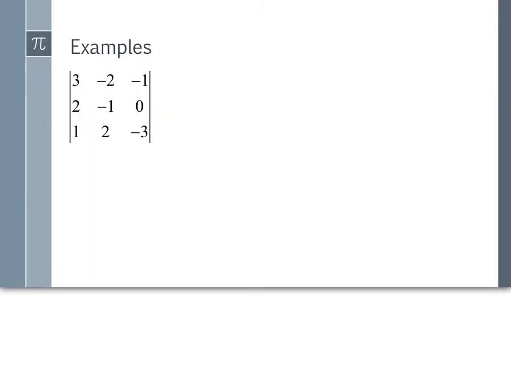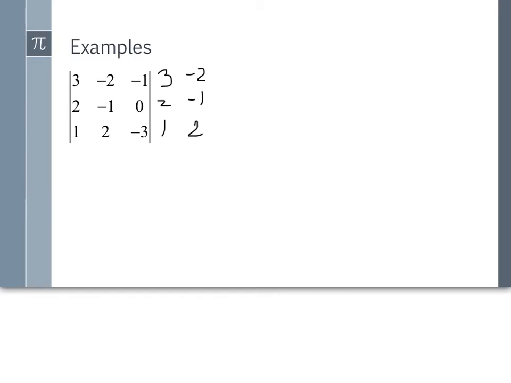I hope you got the procedures down. We're going to do a couple examples to go along with that procedure. We have a matrix here going from left to right: 3, negative 2, negative 1, 2, negative 1, 0, 1, 2, negative 3. Like our diagonal rule says, the first thing I want to do is take the first two columns and rewrite them to the right of the given matrix. So column 1: 3, 2, 1. Column 2: negative 2, negative 1, and 2.